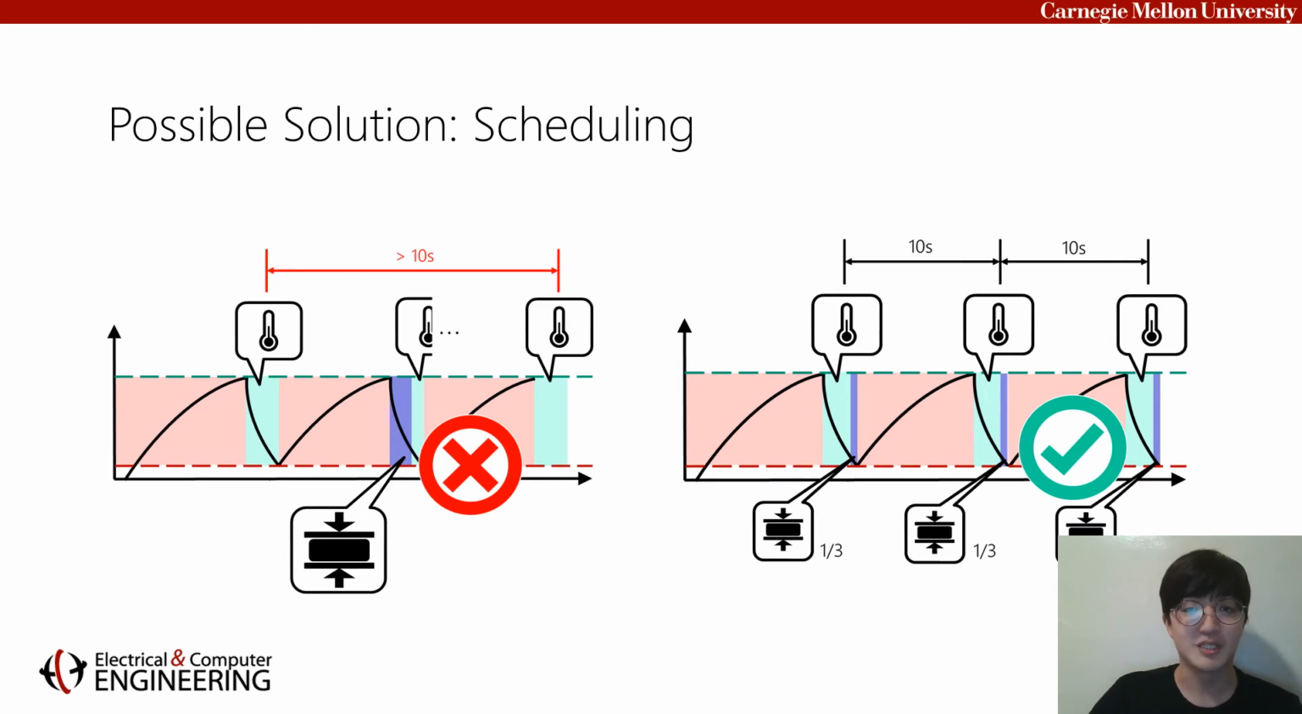This problem can be solved with smart scheduling. Instead of using too much energy right before the data collection, if the system had spread the compression at the right moments in the program, the system would have run correctly, as you can see from the right figure.